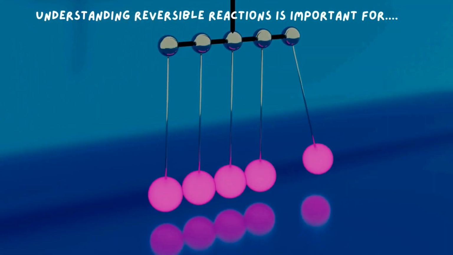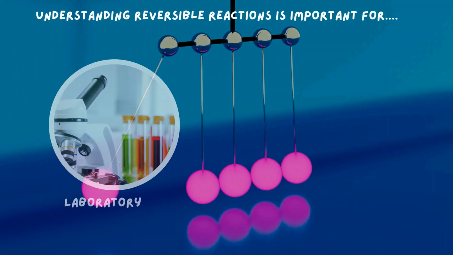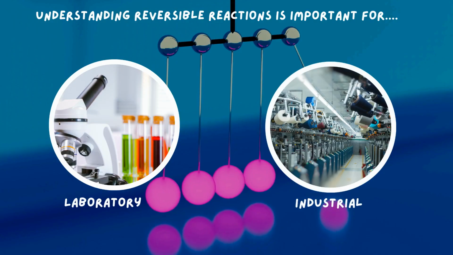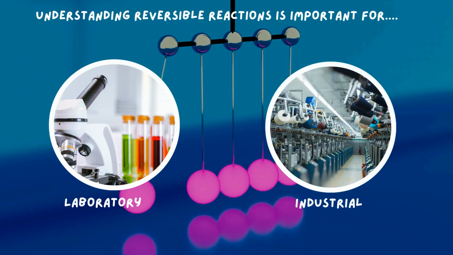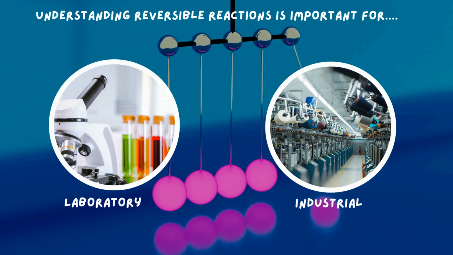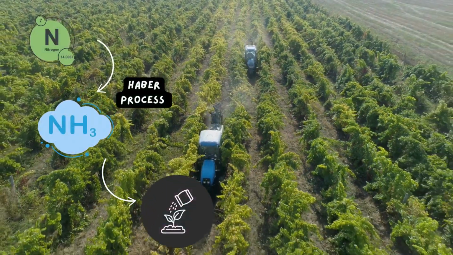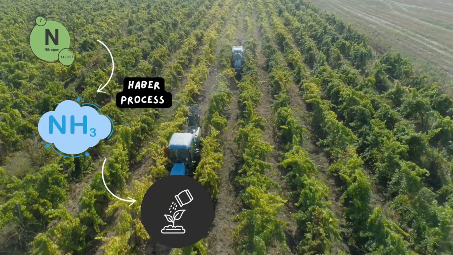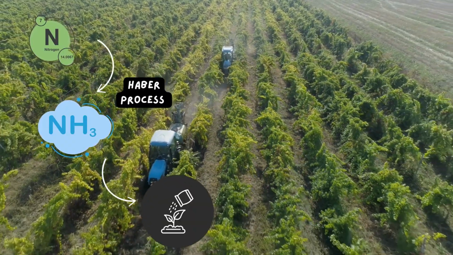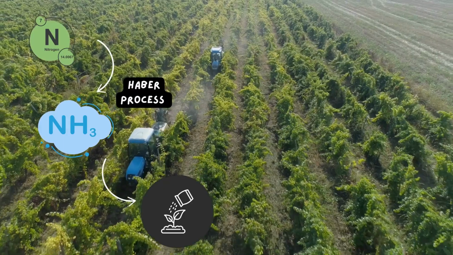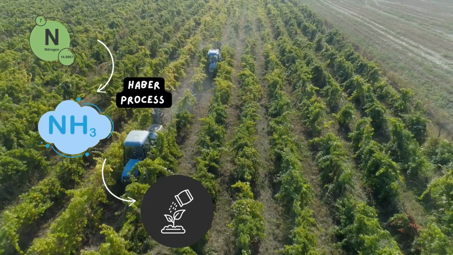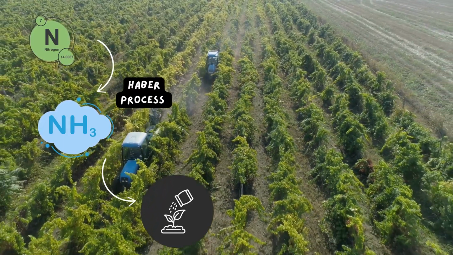Understanding reversible reactions is crucial in both laboratory and industrial settings. In industries such as fertilizer production, reversible reactions are used to optimize the production process. For example, the Haber process, used to synthesize ammonia from nitrogen and hydrogen, is a key industrial application of a reversible reaction. We will examine the Haber process in more detail in an upcoming lesson.